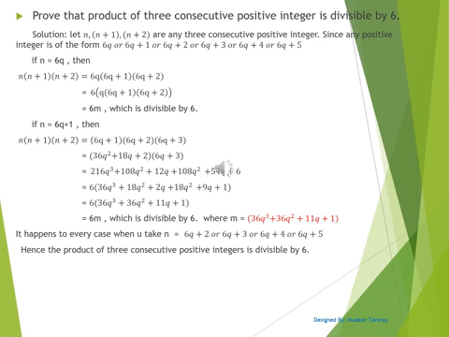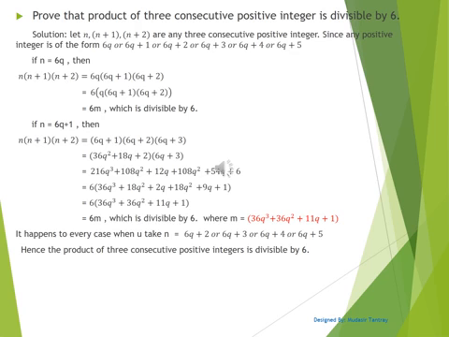Prove that the product of three consecutive positive integers is divisible by 6. Solution. Let n, n plus 1, and n plus 2 be three consecutive positive integers. What are consecutive positive integers?